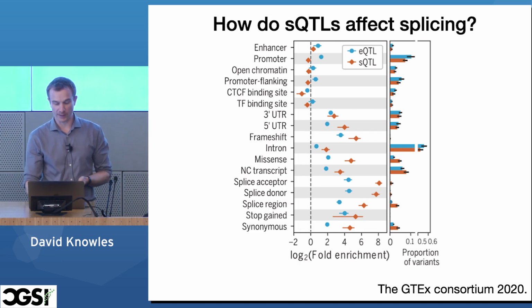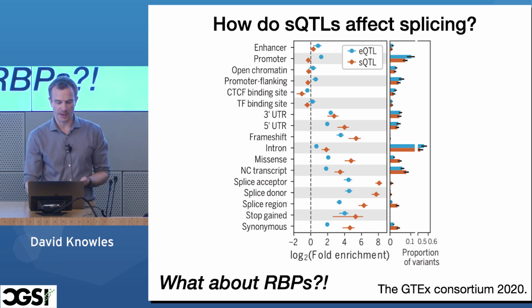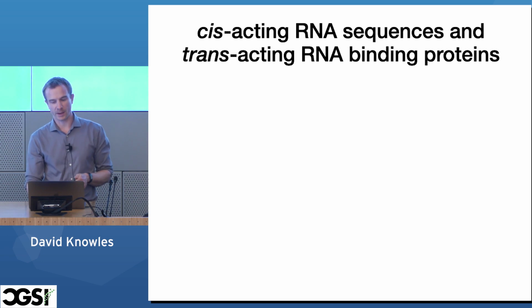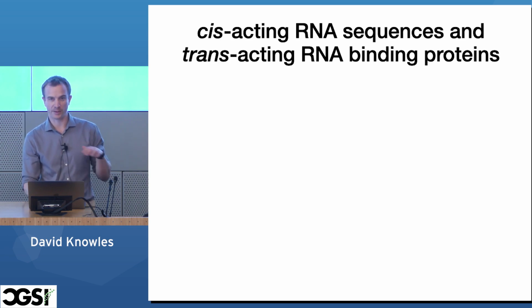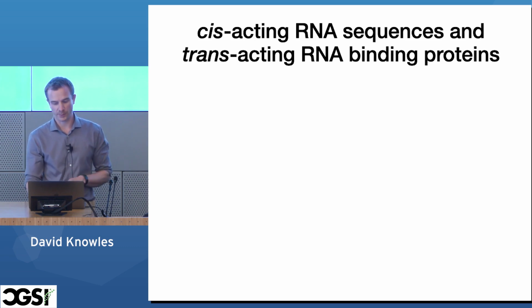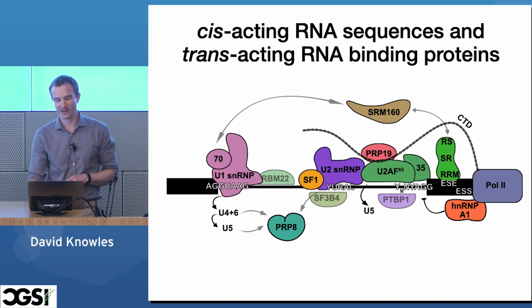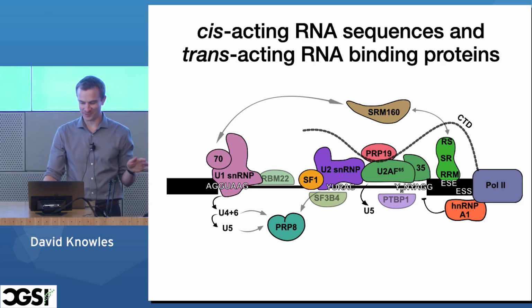But one thing that's noticeably absent from this figure is anything about RNA binding proteins or splice factors. And that's really surprising because our understanding of how splicing is regulated is that that's done through a combination of cis-acting RNA sequences in the actual messenger RNA itself, and then these trans-acting RNA binding proteins known as splice factors. So this is a figure I made at some point after doing my best to read a molecular biology textbook that went through all the detail of how splicing works.